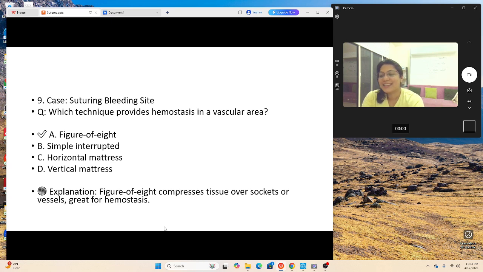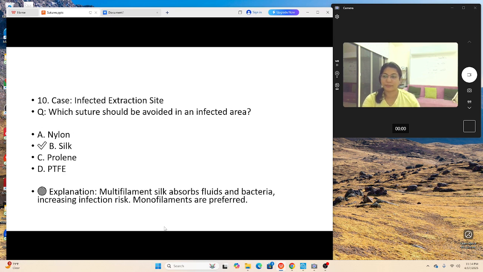So anyways, it's fun, if you get a chance, you should do these kind of sutures, and it does take time to make a figure of 8, but if done properly, then it completely provides a beautiful hemostasis. But nowadays I just put Abgel, that kind of itself acts as a hemostatic agent, and you can give one interrupted suture and you're done with it. So figure of 8 compresses tissues over sockets or vessels, which is great for hemostasis.